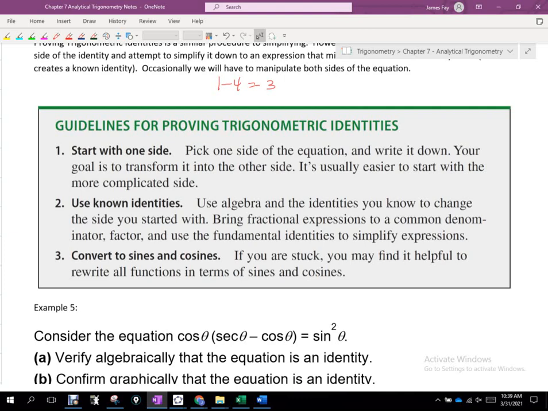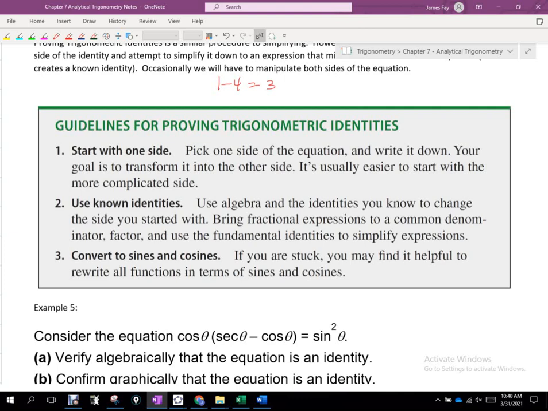But like I said, most of the time, you're going to choose the most complex side. Use your known identities. Use your algebra. Use your factoring. Use common denominators. I always talk about it as do what the algebra tells you. Does it tell you to factor? Does it tell you to distribute? Does it tell you to find a common denominator? Does it tell you to divide a fraction by a fraction? Okay, use that knowledge.